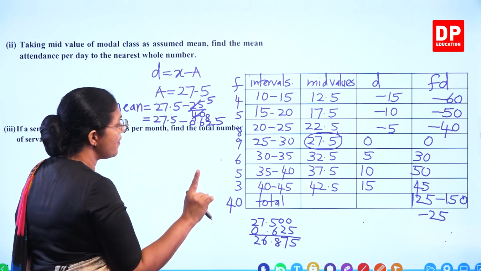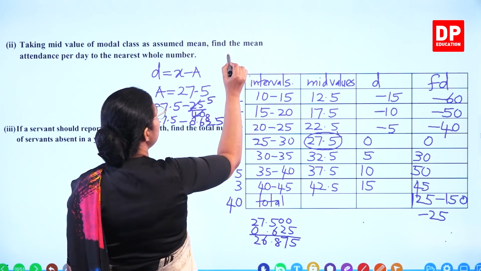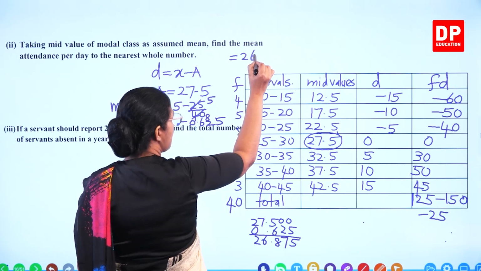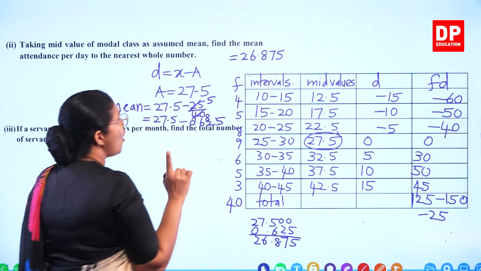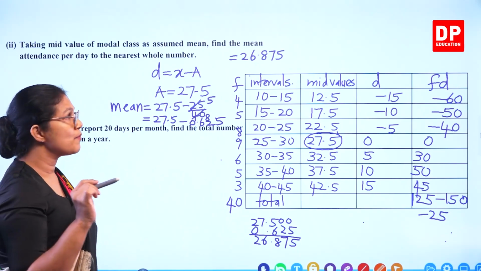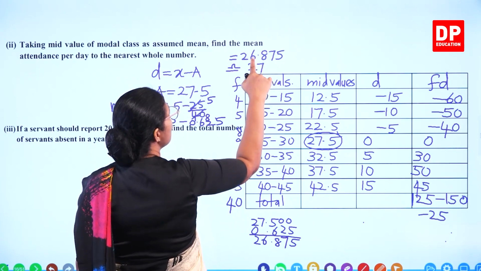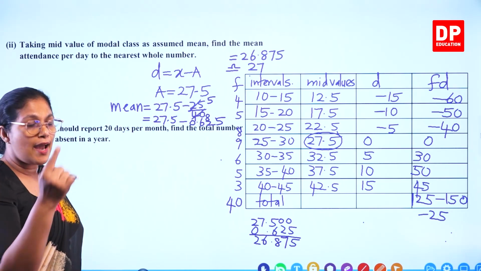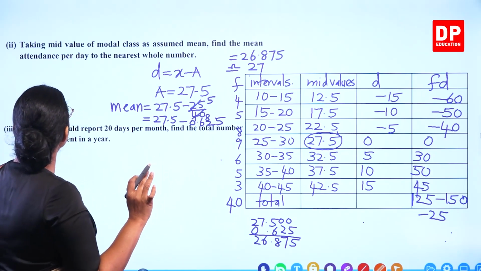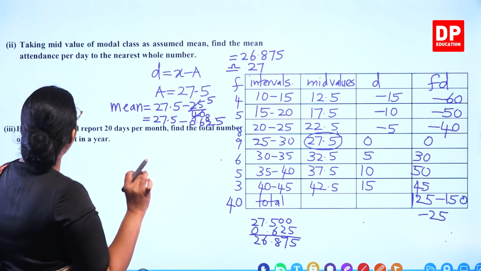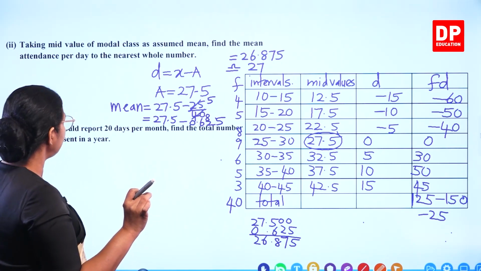So, to the nearest whole number you have to round. Here 26.875, when you round it to the nearest whole number, becomes 27. Because 8 is more than 5, we have to add 1 to the previous digit. 27 is the answer. So what does it mean? The mean attendance per day is 27.